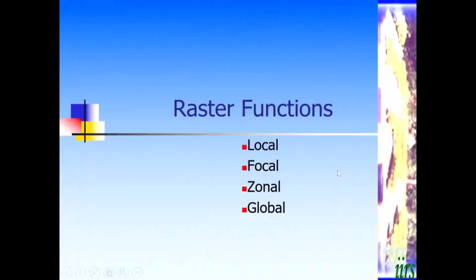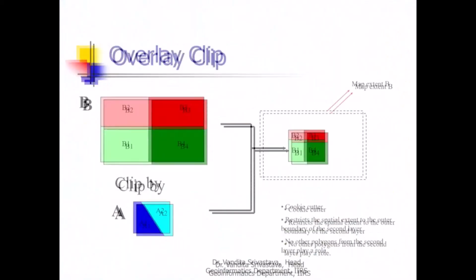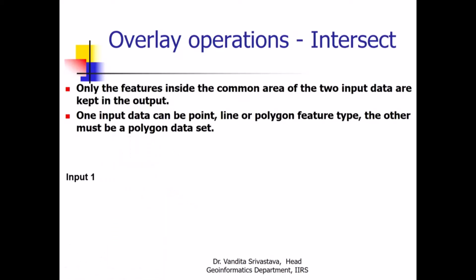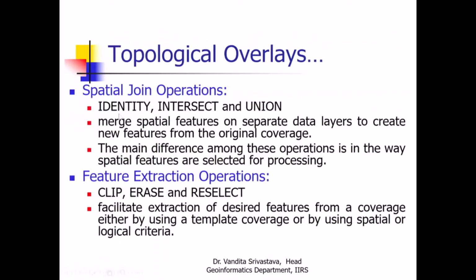I'll also discuss these operations. Let me go back to this slide. Yeah, the identity operation and the union operation. The union takes into consideration all the attributes as well as spatial features of both the layers. So unlike the intersect, it is actually the reverse of intersect. It makes a union of both the spatial features as well as the attributes of both the layers.